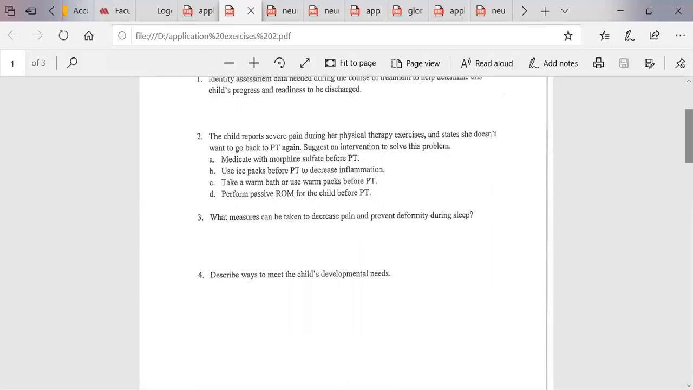And then describe ways to meet the child's developmental needs. We talked about this before. Give them choices. We could give these kids chores around the house to help out and keep them active. These kids we want them to go to school. They go to school regularly, but sometimes their school day could be shortened. There are support groups, and there are camps for these kids as well.